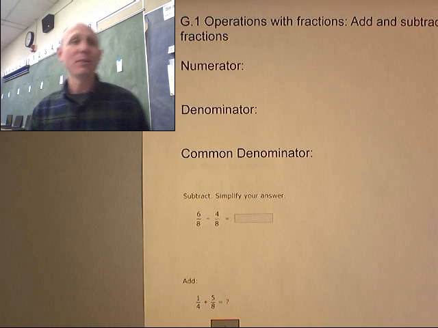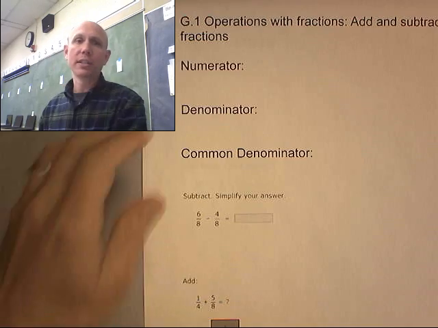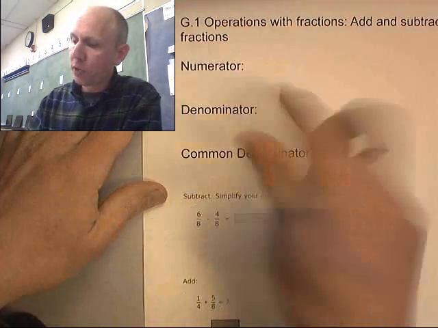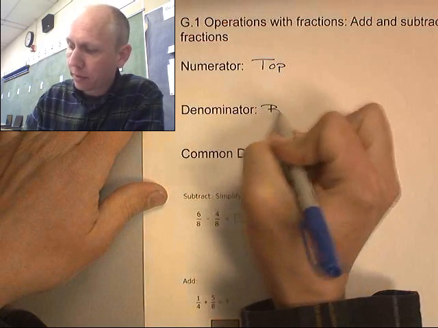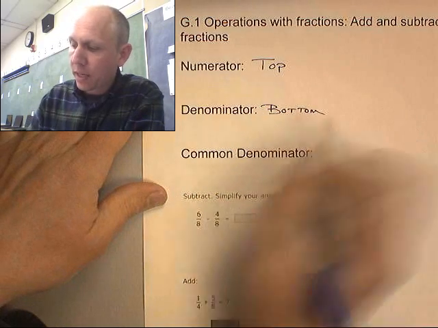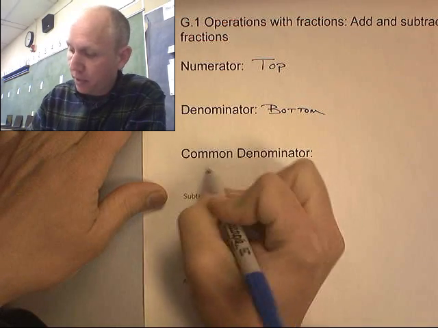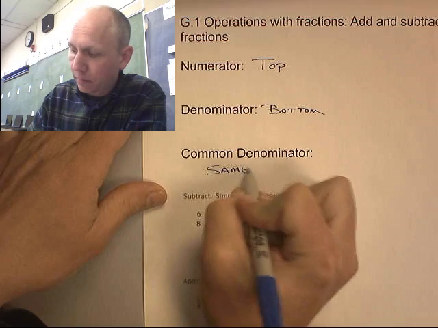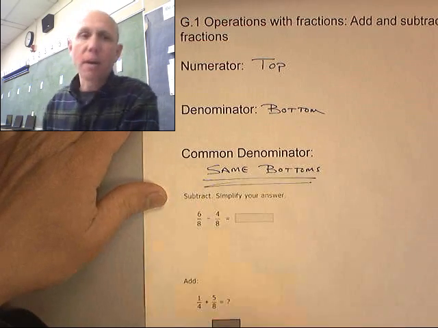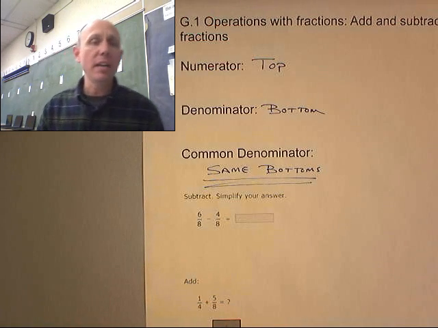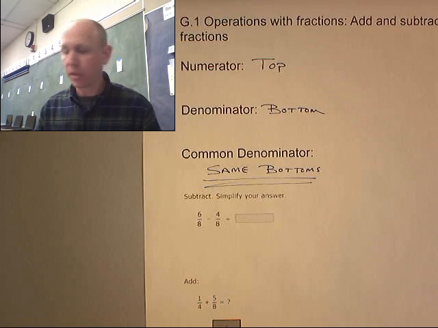Okay, here we go. Back to fractions. Add and subtract fractions. Let's talk about what a numerator is, a denominator, and the common denominator. The numerator is the top part. The denominator is the bottom part. Common denominator means that the bottoms are the same. Common denominator, same bottoms. And if you don't have that common denominator, you cannot add or subtract fractions. You have to have this common denominator to make it work.